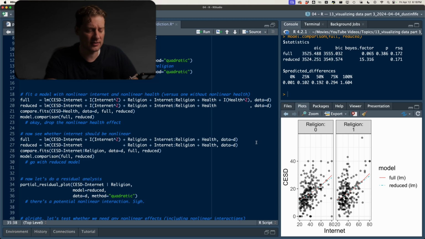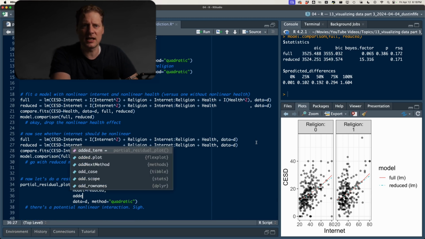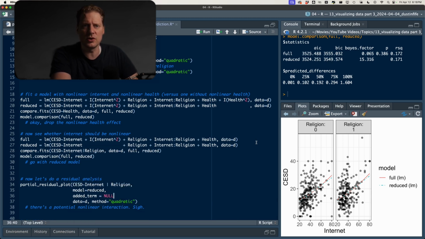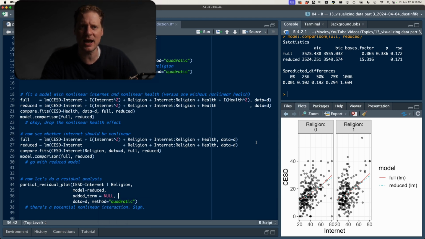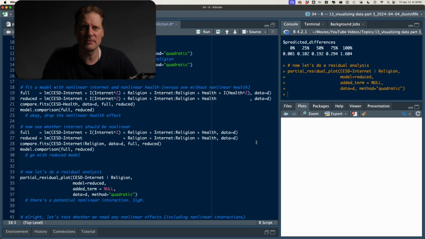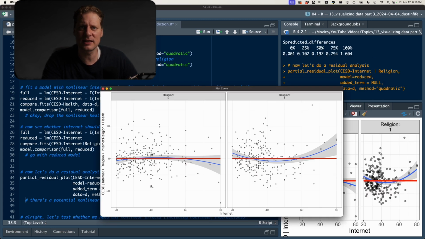And notice I don't have, in fact, I probably ought to make this explicit, added underscore term equals null. In other words, I don't want to put anything back into the residuals. I want to look at the residuals and see if there's any patterns remaining between these variables. And I'll go ahead and go with the method equals quadratic. And if we look at the plot there, we see that there's still a pattern there.